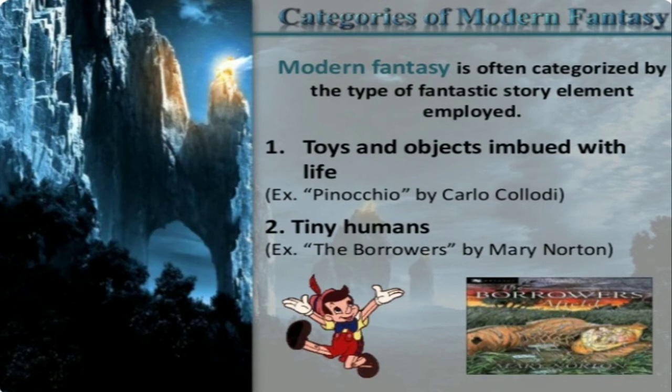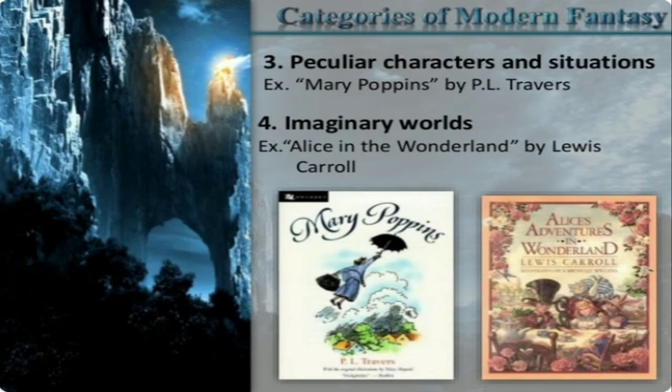First is toys and objects imbued with life. An example is Pinocchio by Carlo Collodi. The second is tiny humans. An example is The Borrowers by Mary Norton. Third is peculiar characters and situations. An example of this is Mary Poppins by P.L. Travers. Next is imaginary worlds. An example of this is Alice in Wonderland by Lewis Carroll.